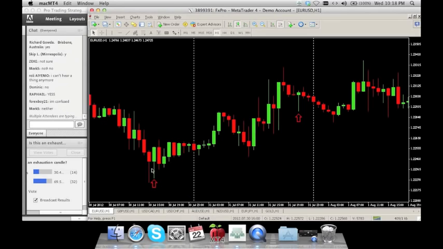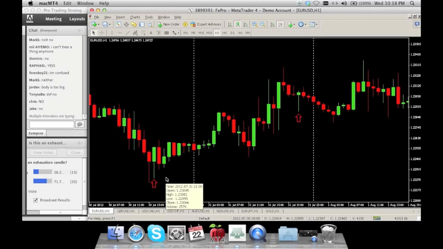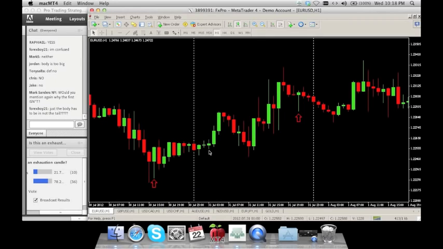Okay, now remember, the body is too big. First of all, look at the size of the body versus the size of the tail. So right there, it's a no. Second thing, did the body close within the previous candle? No. Okay, do not focus on what you see after that.